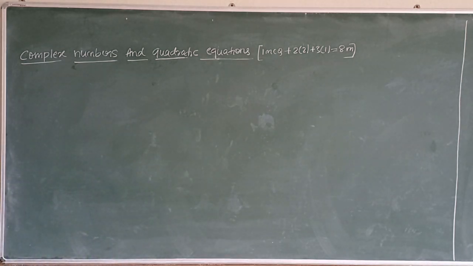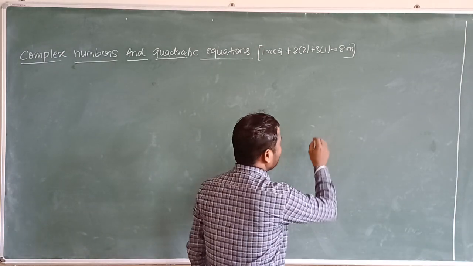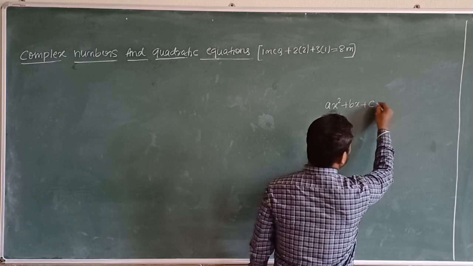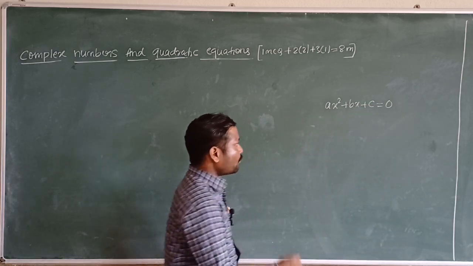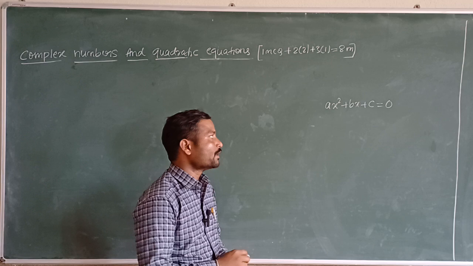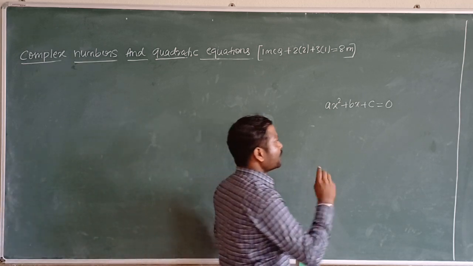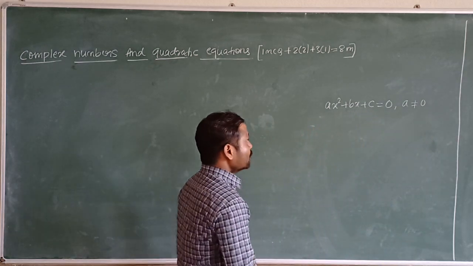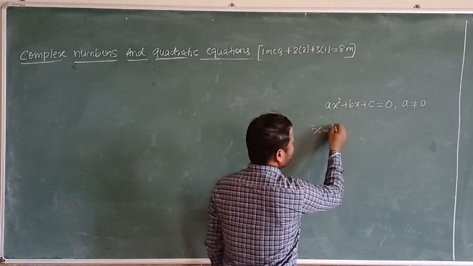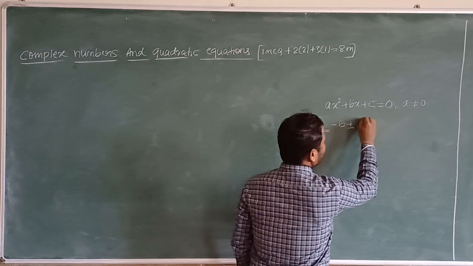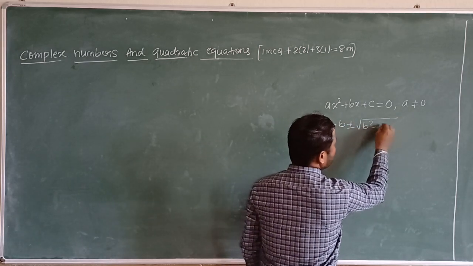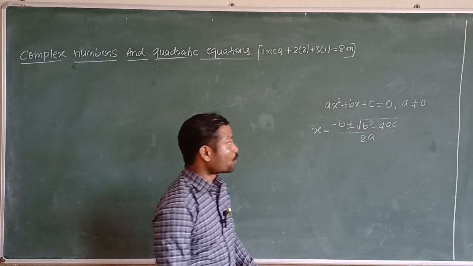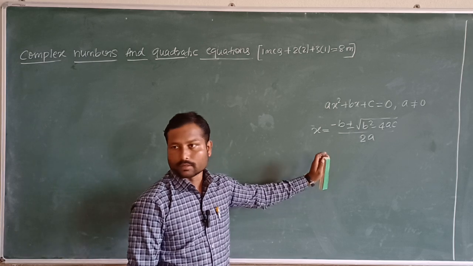We know that the quadratic equation is in the form of ax square plus bx plus c is equals to 0, in which a is not equals to 0, right? Again, here the formula is x is equals to minus b plus or minus the square root of b square minus 4ac, divided by 2a, is the formula to find the roots of the quadratic equation now, right?